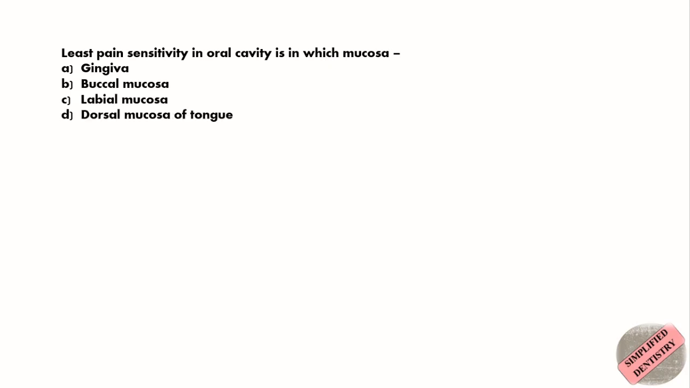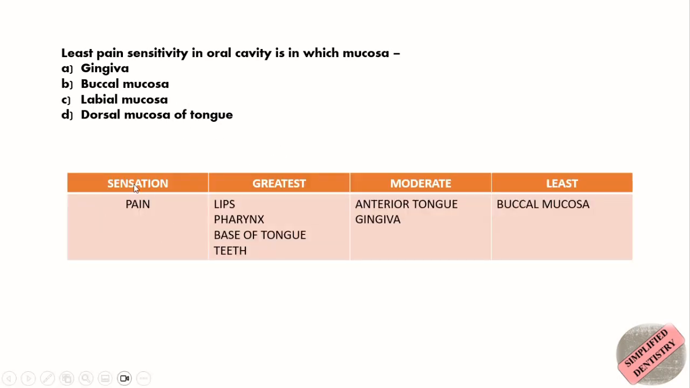Next question is least pain sensitivity in oral cavity is in which mucosa? Option A gingiva, option B buccal mucosa, option C labial mucosa, and option D dorsal mucosa of tongue. Here is the list of pain sensitivity in oral cavity according to its severity, and it is least in the buccal mucosa. So the answer is option B. So least pain sensitivity in oral cavity is in the buccal mucosa.